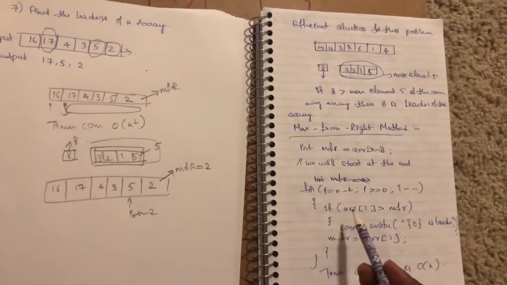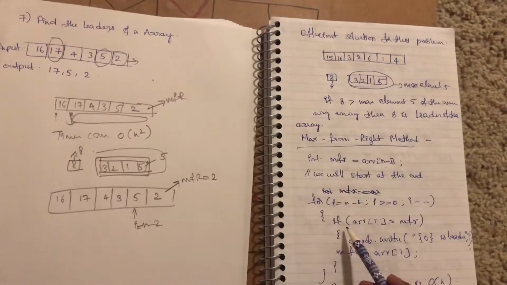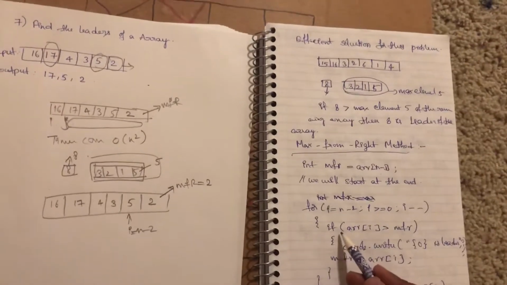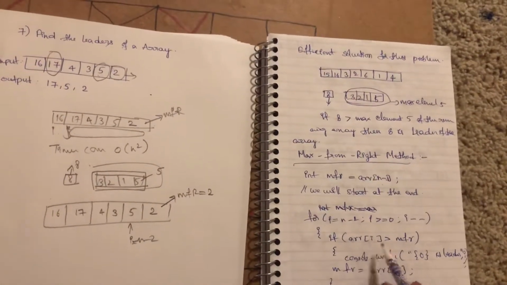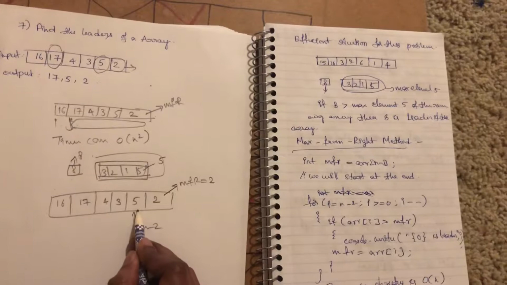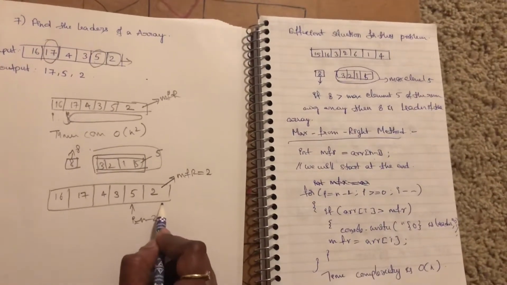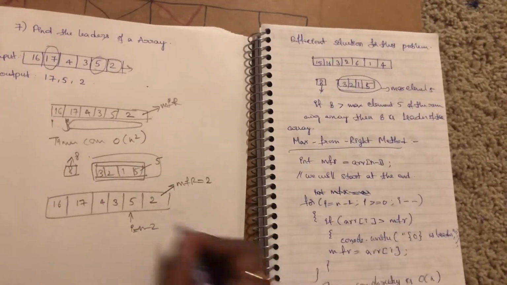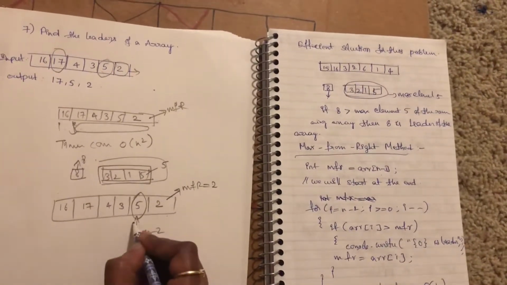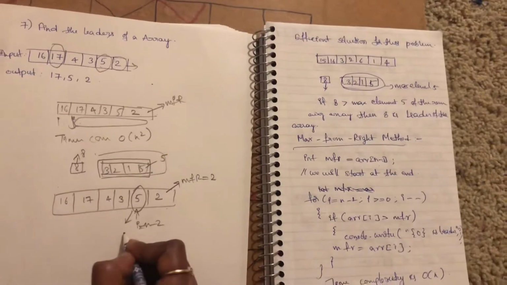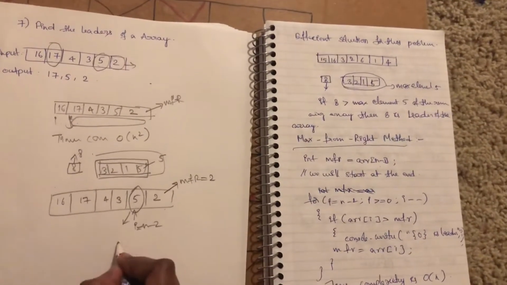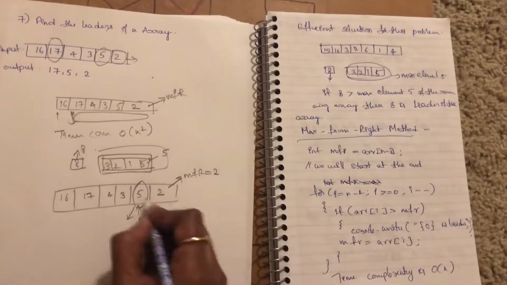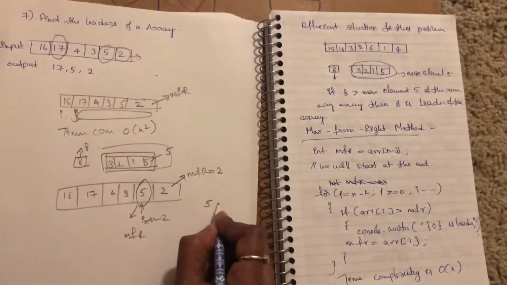Yes, it is, so it will begin the loop. It checks if array of i is greater than mfr. If the condition is true, then we call 5 a leader of the array, and now we assign this 5 as mfr, and it is one of the leaders, so we have 5 and 2.